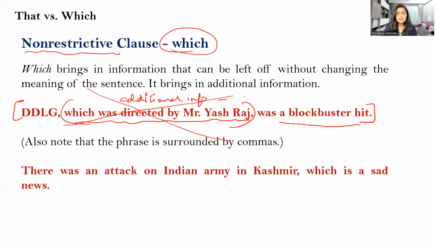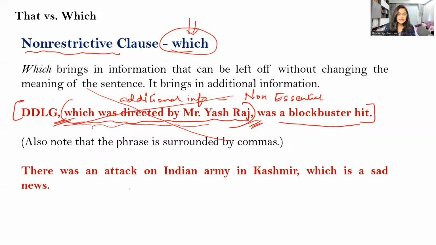Always remember, whenever you use which, or whenever you are introducing additional information or information which is non-essential, that will always be surrounded by commas. Okay, so "DDLG, which was directed by Mr. Yashraj, was a blockbuster hit" is an absolutely correct sentence because I have additional information being introduced by a non-restrictive clause, which is "which", and this is surrounded by commas.